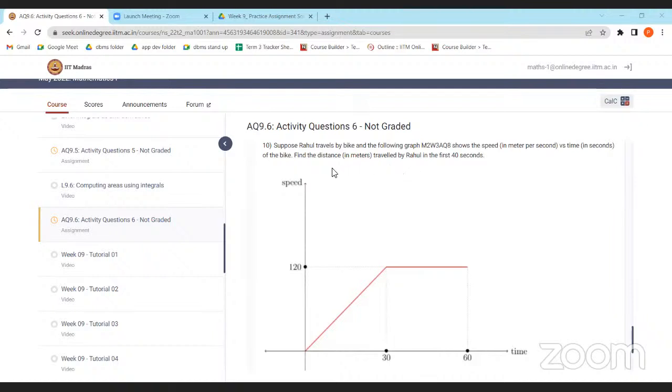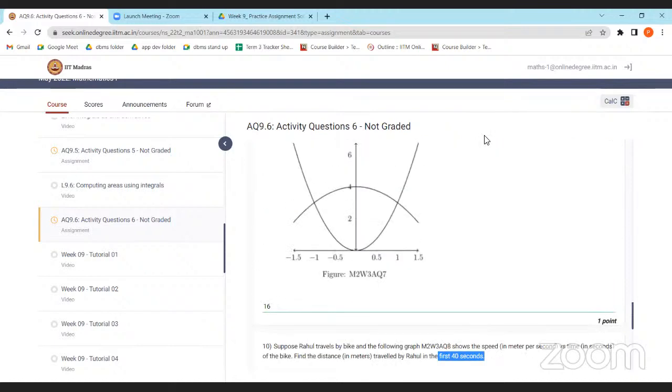So what we have to find out is the distance in meters traveled in the first 40 seconds. So first 30 seconds, you can directly find out the area under this curve, right? So half of 30 into 120, the area of this triangle, it will be around 1800, right? Okay, sir. Now next 10 seconds here, right? It's a rectangle, 10 into 120, 1200. So 1800 plus 1200, 3000 will be the answer. Okay.